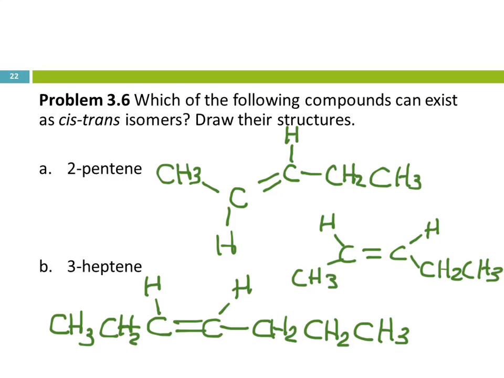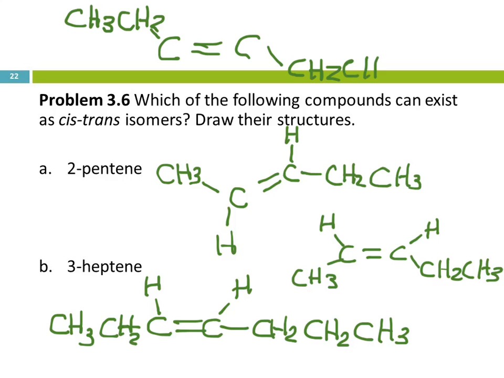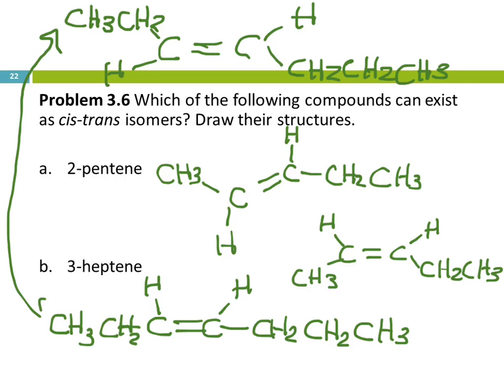And I didn't leave any space to draw it, so I'll put it maybe way up here at the top. So we could have the ethyl group across from the propyl group. So these 2 guys are the answer to letter B. Any questions?